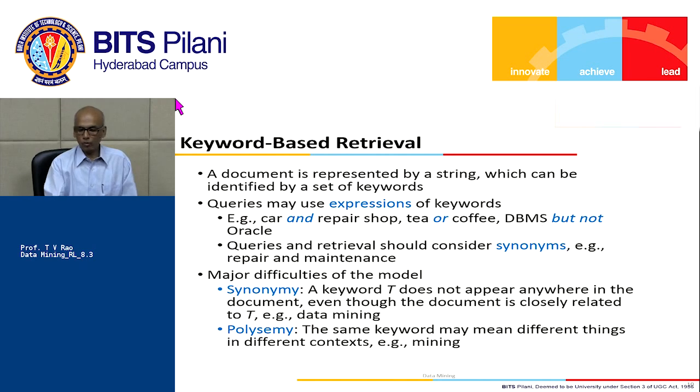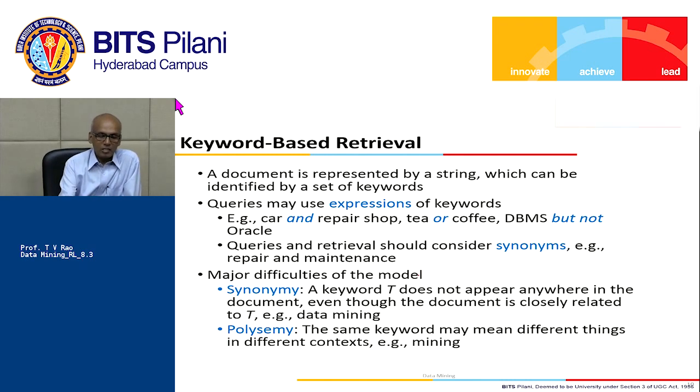We also need to consider synonyms. For example, repair and maintenance mean the same thing. So we need to somehow convey to the software that it needs to treat them in the same way. Whenever we are asking for retrieval of documents for repair, it should also give us the documents which are related to maintenance.